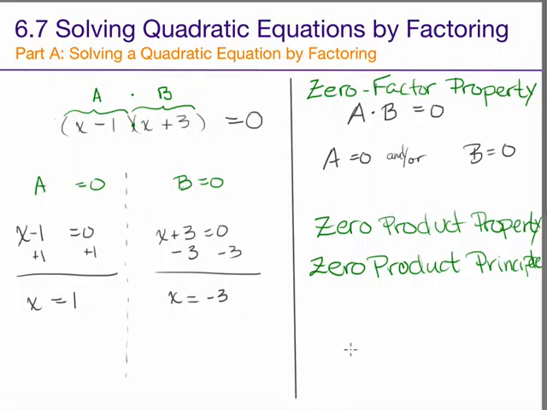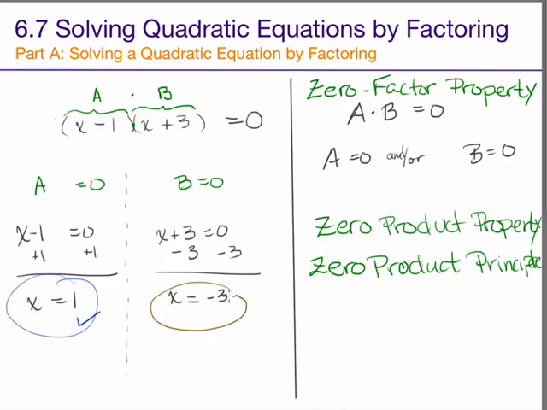So which one's the answer? Well, my original problem said x minus 1 times x plus 3 equals 0. If x is 1, then this becomes 1 minus 1, which is 0. And 0 times anything is 0, so 1 works.